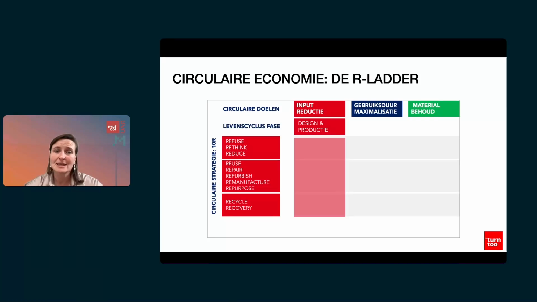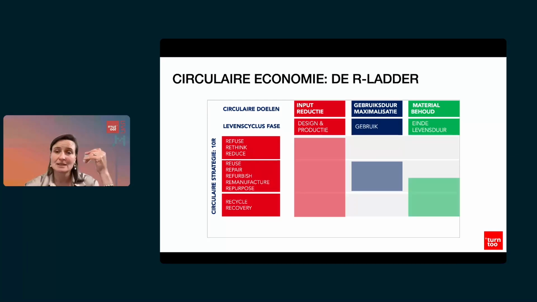And when you see, in fact, design and production is something where you have to think all those R's through in the very first phase. So you have to really make sure that products are fit, or buildings are fit, for all those R's. From do I use less material to will I be able to reuse this material again in the future? When you talk about lifespan, then you talk about the phases where you reuse or repair or repurpose.